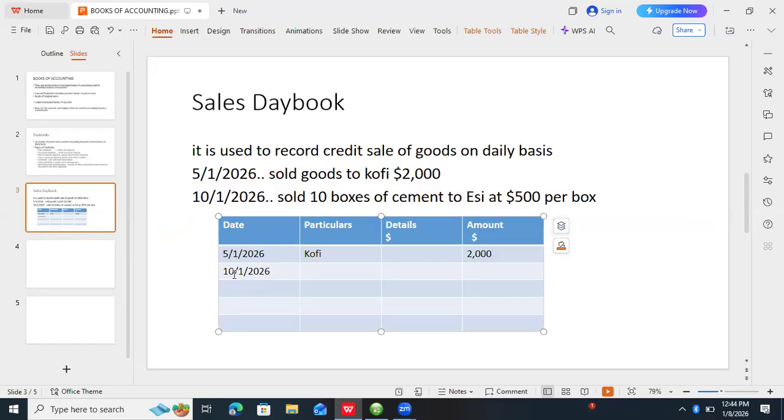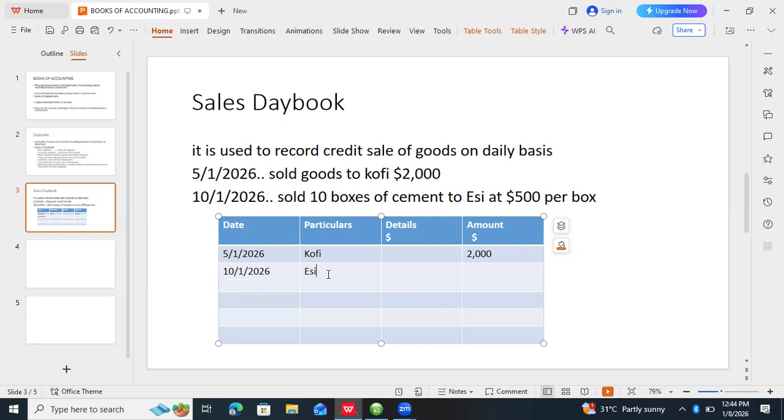What will be under the particulars? Let me engage my professors more. What are we going to put under the particulars? Yes, Prof. Amuzu. AC. AC, very good. That's the name of the customer or the debtor. But here, look at the item. The item has been described here. It's not just goods. 10 boxes of cement. So under the particulars, we will put that we sold cement to who? AC. And we have to do some calculations, which is the $500 per box multiplied by the 10 boxes, and that is going to give us how much in terms of amount? $5,000.